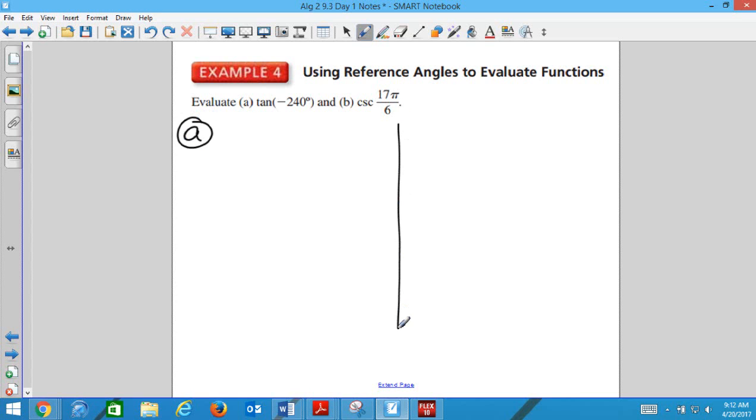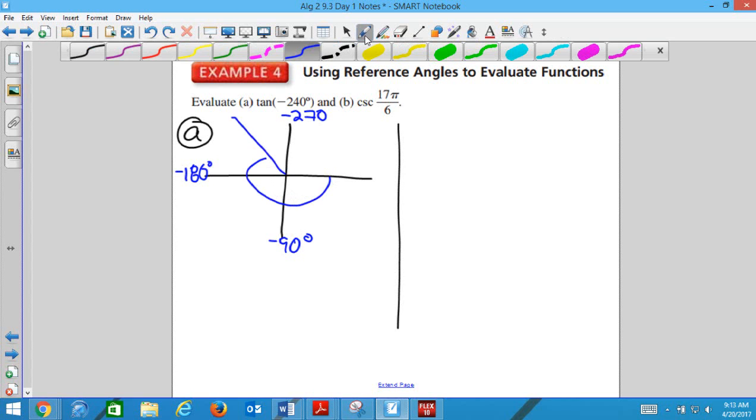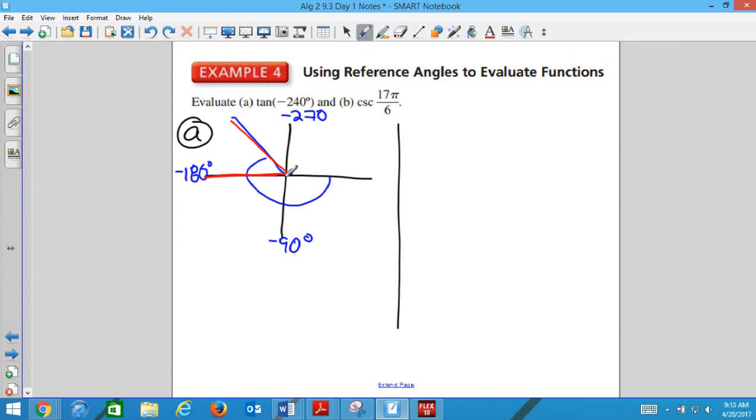So the first thing that you're going to do is draw and figure out your reference angle. So negative 240 degrees. Draw and figure out a reference angle. So here's negative 90 degrees. Here's negative 180 degrees. Negative 270 degrees. So negative 240 is about here. What is our reference angle? What is it? From 180 to 240?